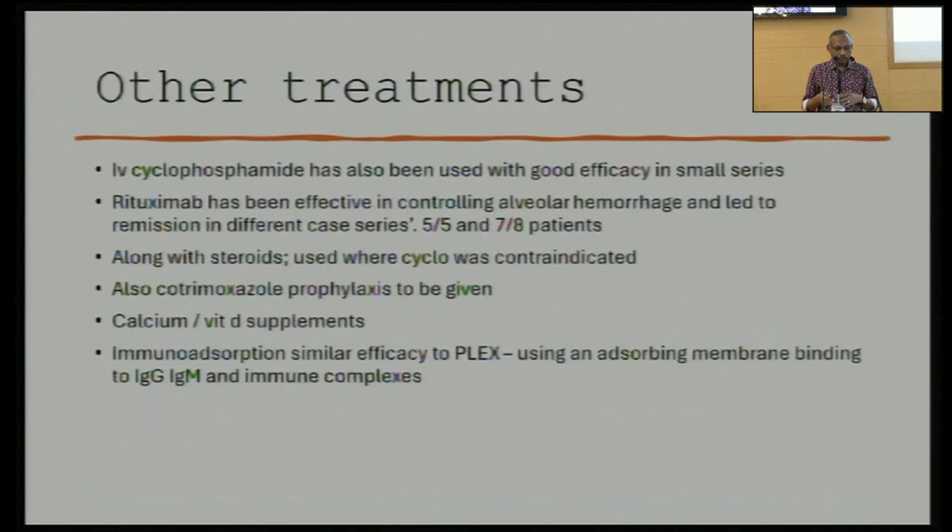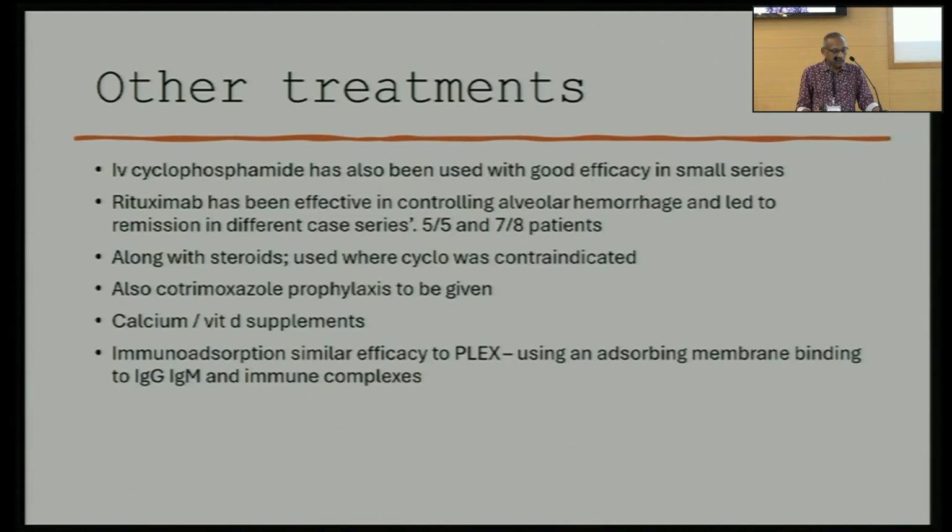But practically, what are you going to do? IV cyclophosphamide we are using regularly. Most of us, I think, are using it, and it is reasonably efficacious. And usually we use the UOS protocol of IV cyclophosphamide, 15 mg per kilogram every 2 weeks.